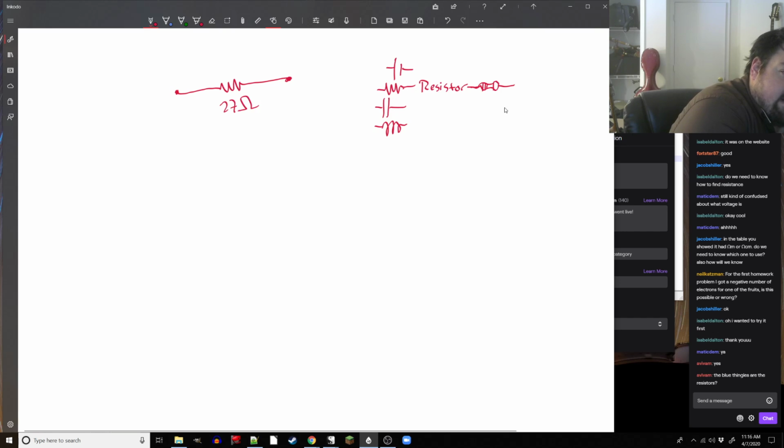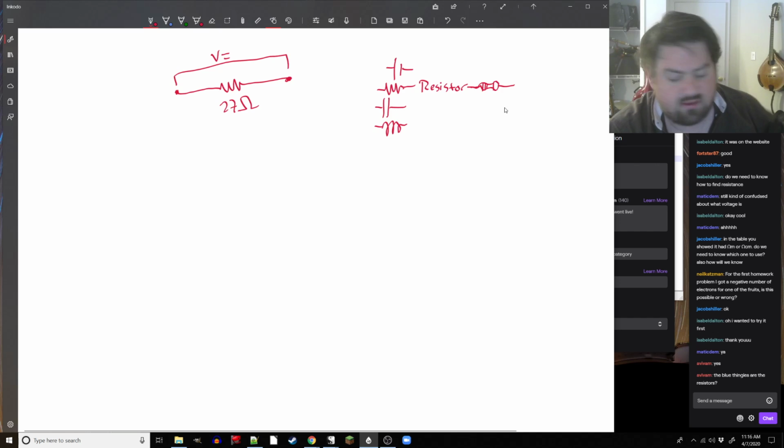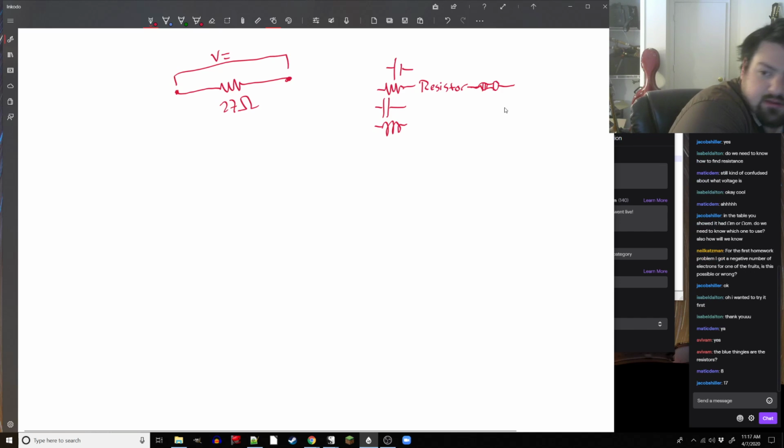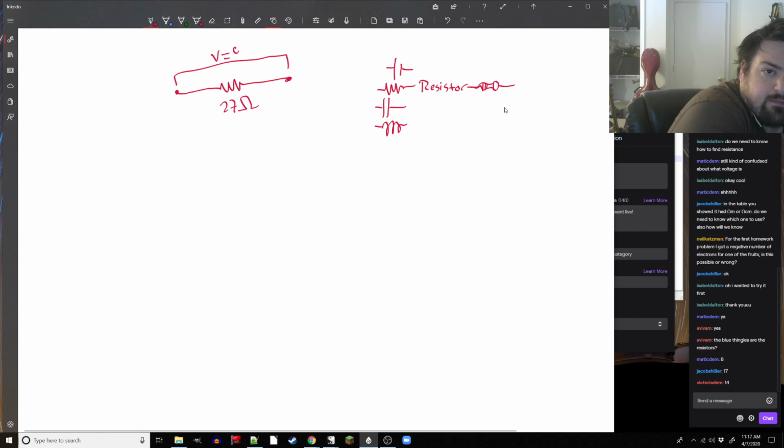And let's say I apply a voltage across it. Someone give me a nice number. Type in any number into the chat. 8. 8 volts being applied across it.